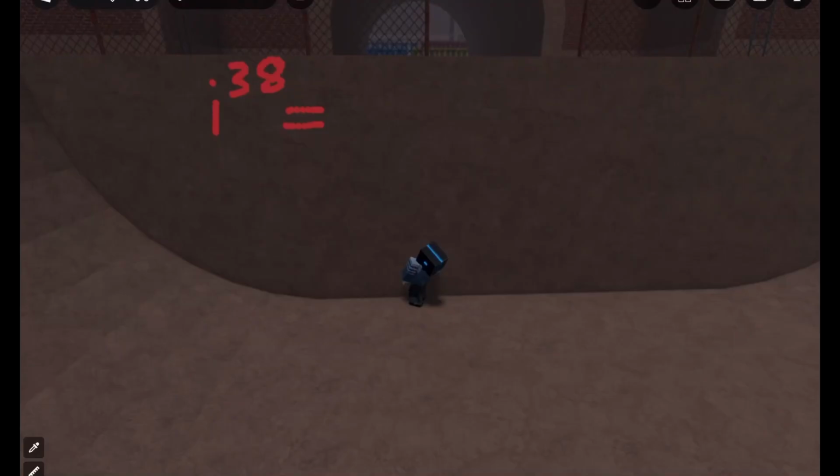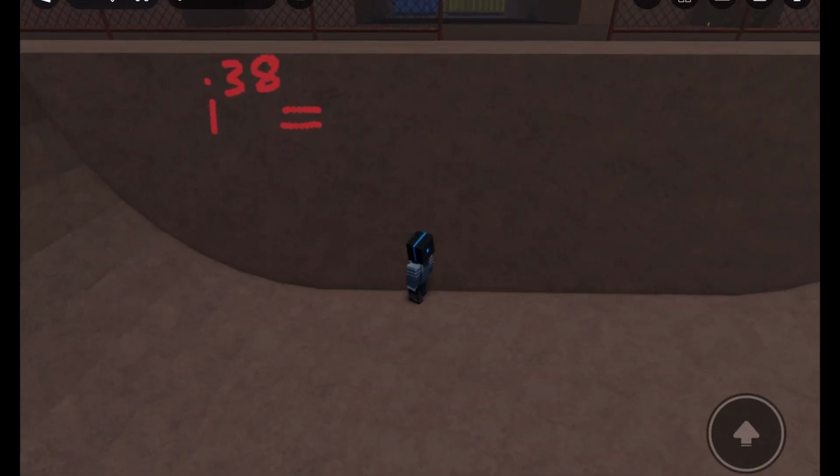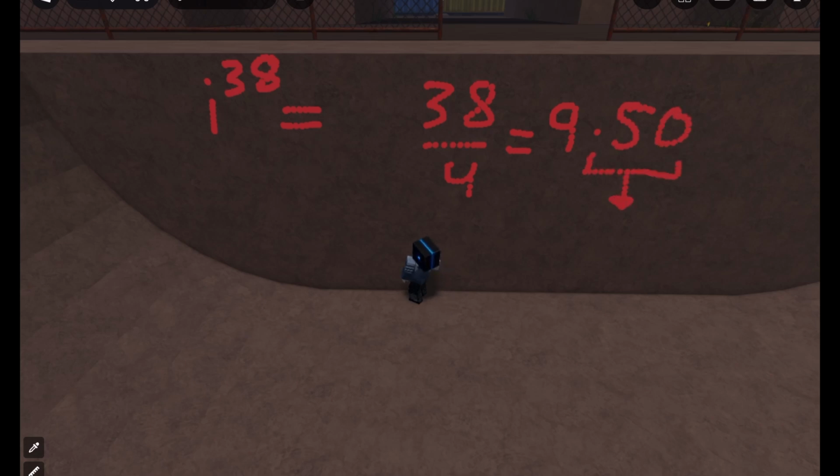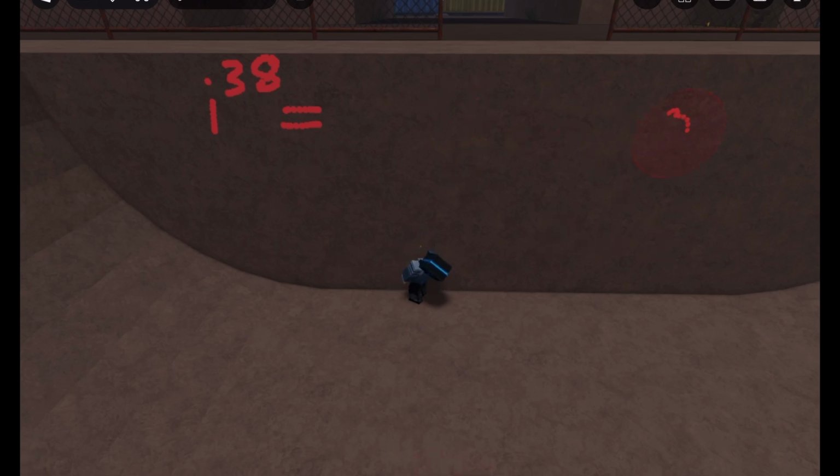To find i to the 38th power, just do 38 divided by 4. And that's just equal to 9.5. Since this ends in 0.5, this means that 38 has a remainder of 2 when we divide by 4. A remainder of 2 means that your answer is just i to the 2nd power. And that's just equal to -1.